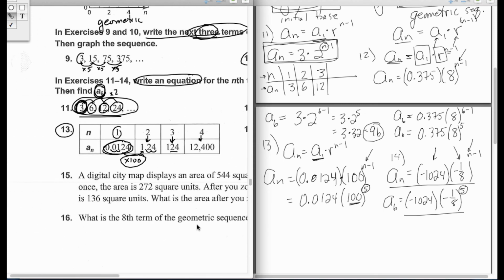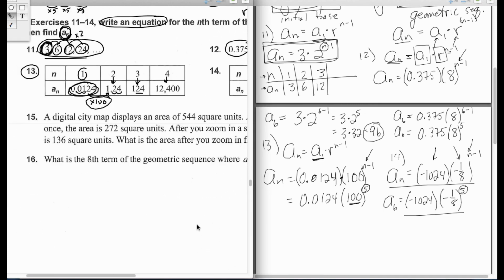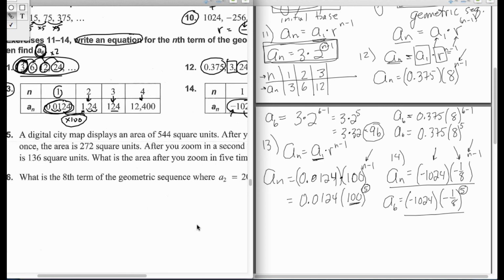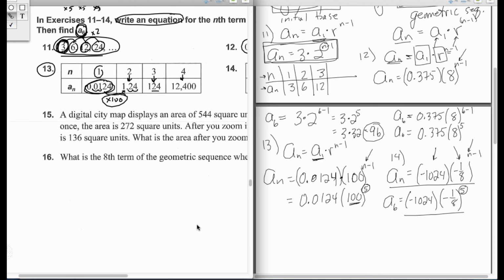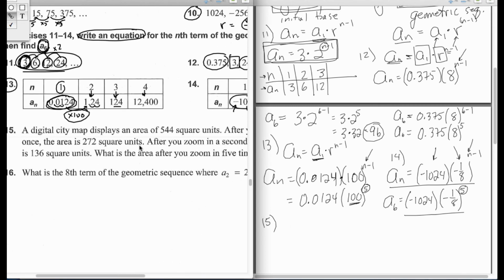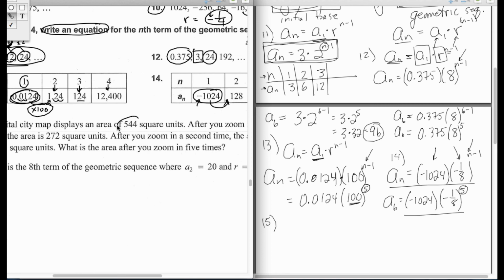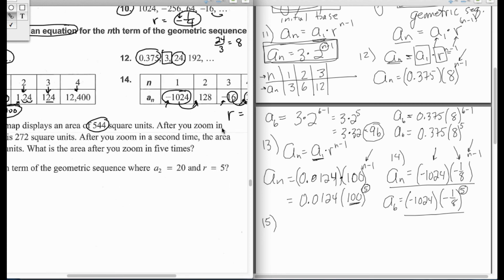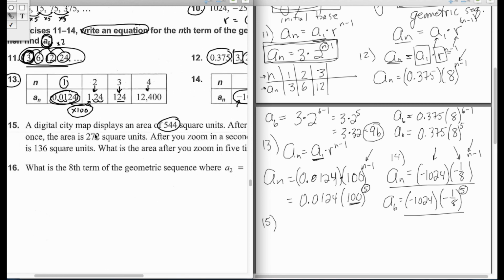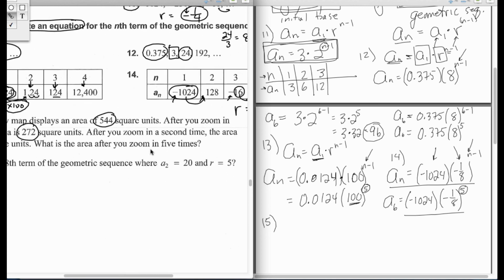Okay, we're going to look at a few applications here, 15 and 16. Number 15 says a digital city map displays an area of 544 square units. After you zoom in, the area is 272. After you zoom in a second time, the area is 136.